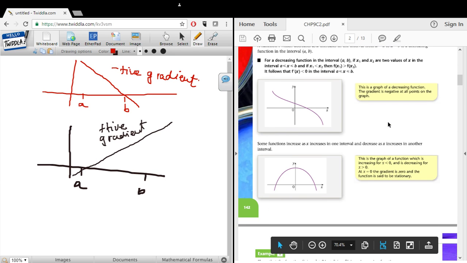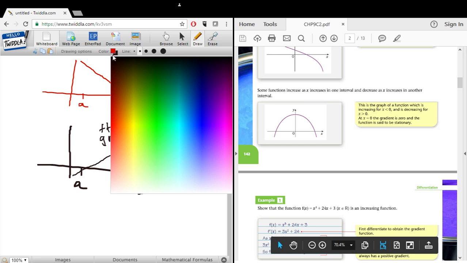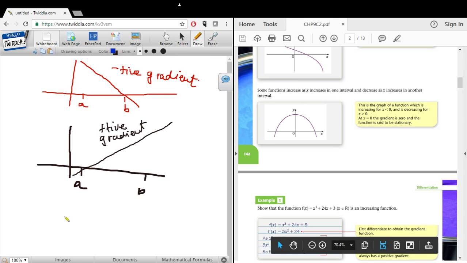And the same is mentioned here with regards to a curve that includes both types of gradients. So you can see that here the gradient would be positive, and then as we go down the gradient would be negative. So a curve does not have to be exclusive to any one.